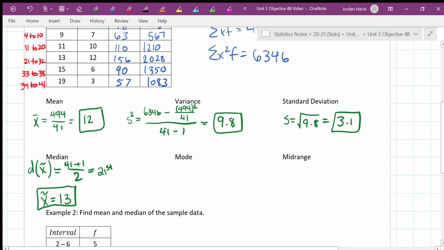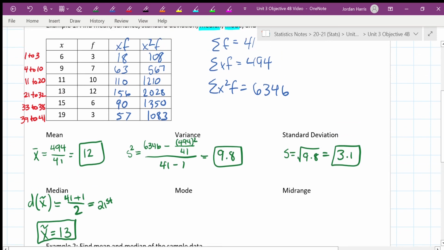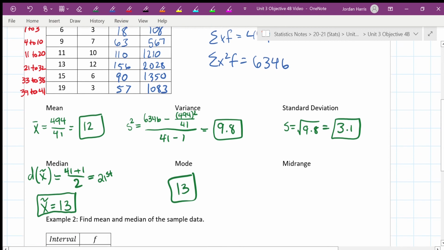Mode is easy because that is still which one occurs the most. And in this case, the frequency is telling you how often each one occurs. That's the definition of frequency, how often it occurs. So the highest frequency, that number that relates, is my mode. So 13. 13 has the highest frequency.